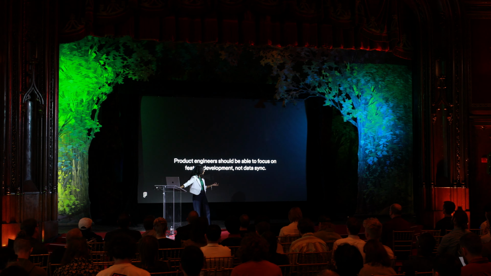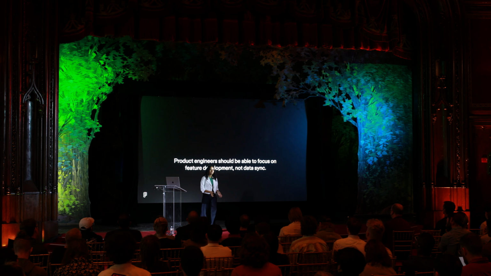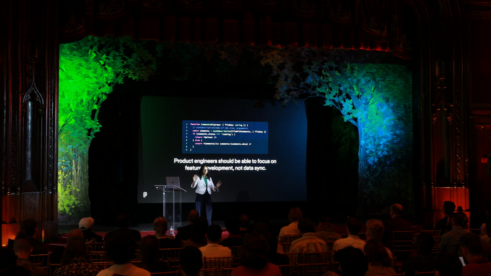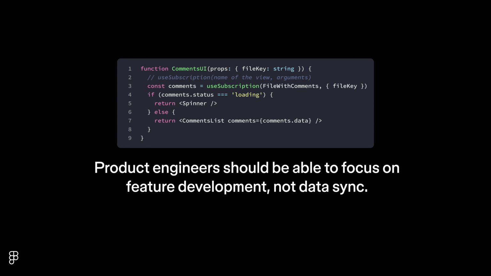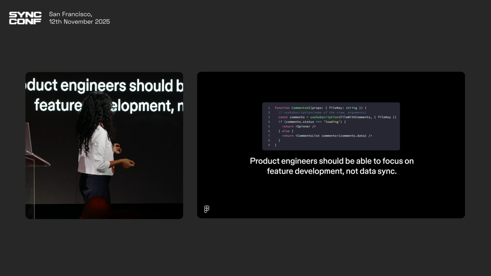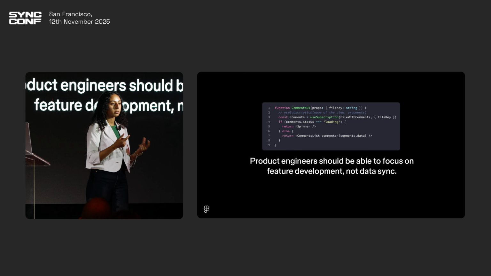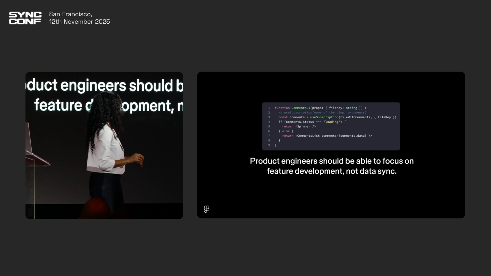So this was kind of our thesis around LiveGraph. Product engineers should be able to focus on feature development, not data sync, and especially not bespoke data sync for each of their use cases. So LiveGraphs look something like this. And I hope you're familiar because the Convex talk had a really similar API. But we have a useSubscription React hook that automatically re-renders React components when the underlying data has been changed.